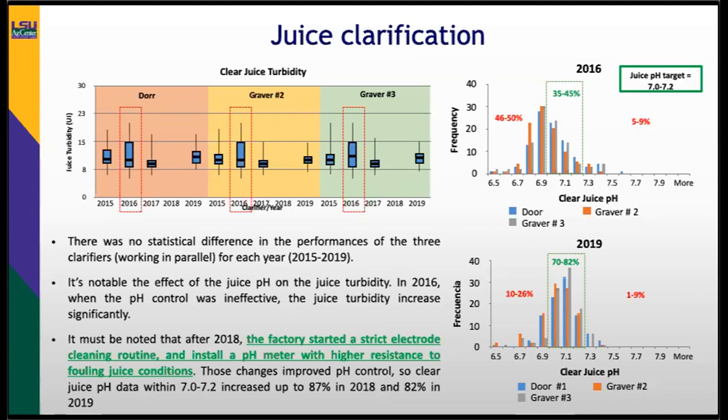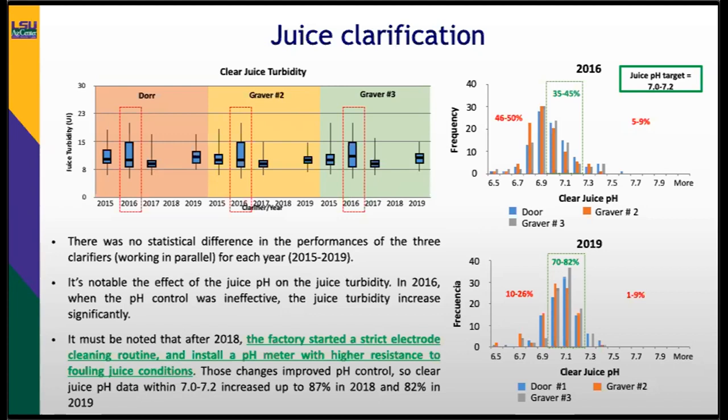You can see on the right side of the slide, in 2016, the target pH for the juice was around 7 to 7.2, and only between 35 to 45% of the juice had that pH that year. And on the left side of the slide, you can see the clear juice turbidity. Specifically in 2016, you can see that the box of the clear juice turbidity is bigger than the boxes of the other years, which means the pH was affecting the clear juice turbidity.